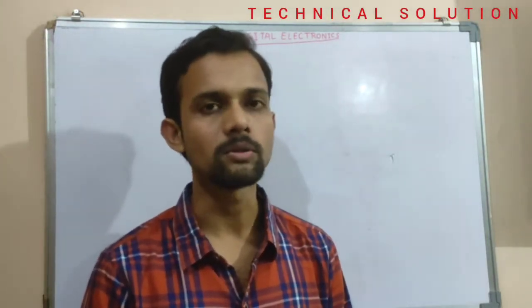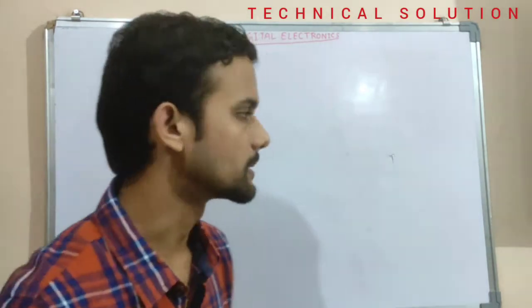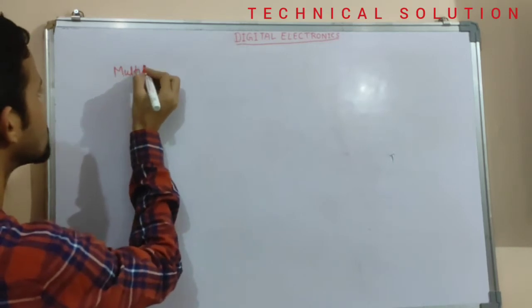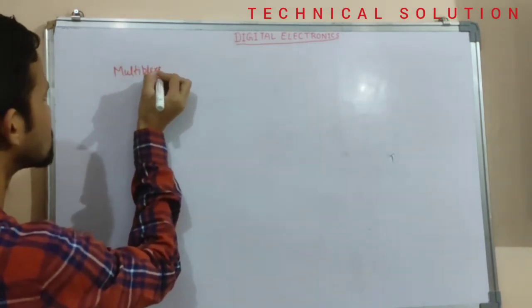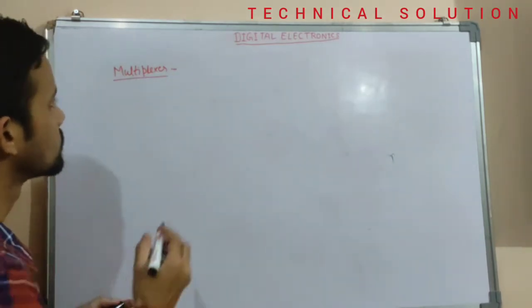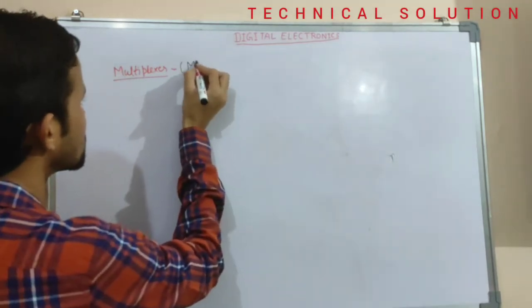This lecture is about the multiplexer. A multiplexer is a combinational circuit which is very important for GATE. So let us take the definition of multiplexer. This multiplexer is also known as MUX.